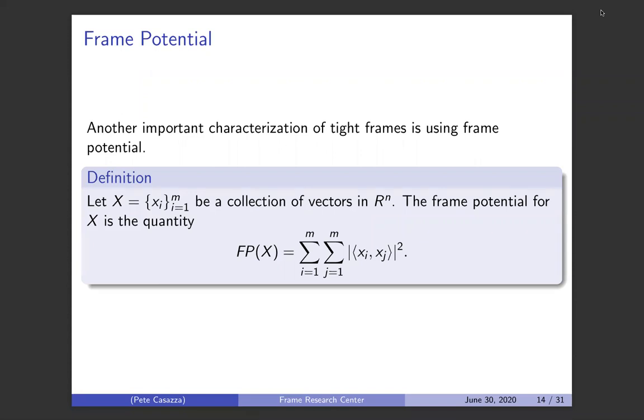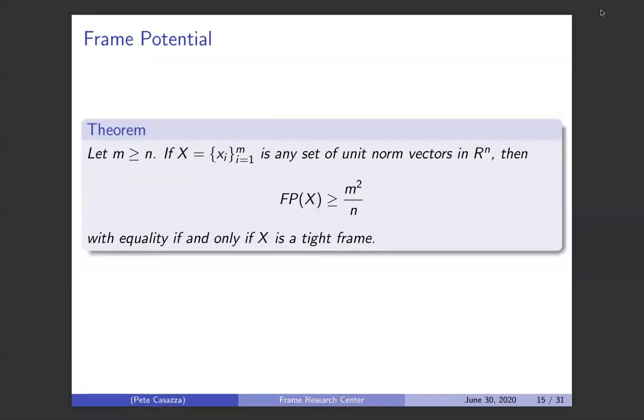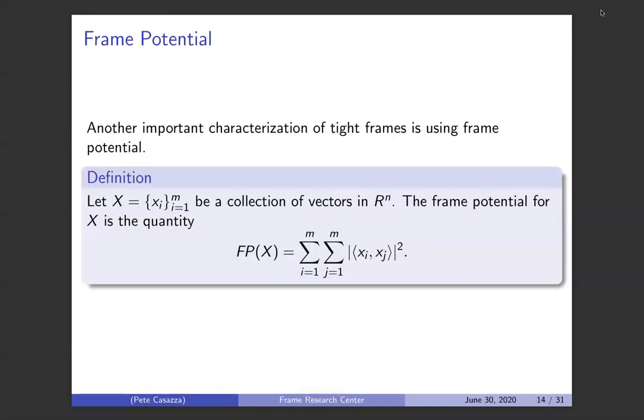I probably should have put this in here, that, well, I think it's on the next page. Suppose x_i is a collection of vectors in R^n. The frame potential is the quantity, the sum over all i and j of the absolute value of ⟨x_i, x_j⟩ squared. This was introduced by Benedetto and Fickus, and I think I stated the result on the next page. No, I didn't. I stole their result. Anyway, frame potential introduced by Benedetto and Fickus.